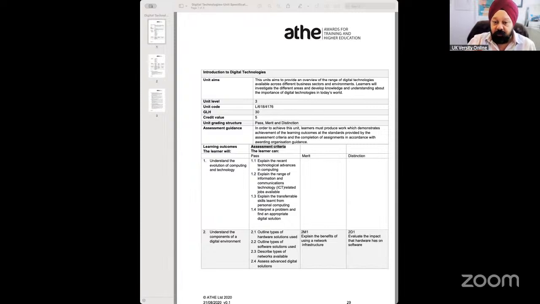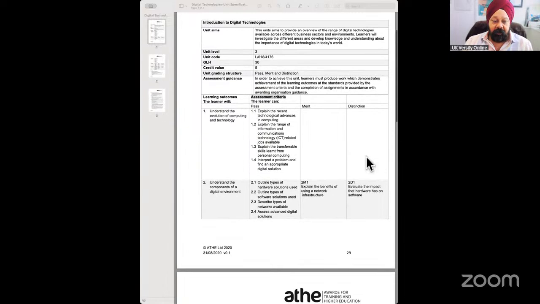Now, this is all we are going to study in this particular unit. The aim of this unit is to provide you an overview of the range of digital technologies which are available across the board and are used in various different business sectors and environments. So as learners, we are required to investigate different areas, develop knowledge on some of these technologies and understand how they can be put to use for a business purpose or for usage in organizations and businesses.